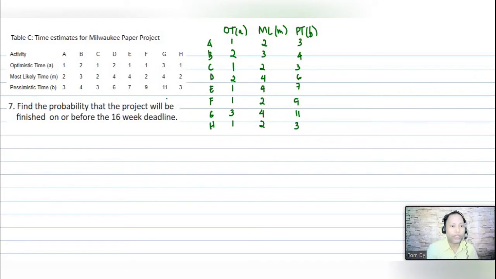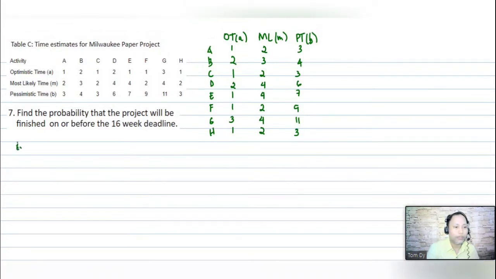Now in our computation for this part, we have what we call the expected time. We will make use of T as our expected time. That is, our formula is A plus 4M plus B all over 6. Okay, so I will write here our expected time T.